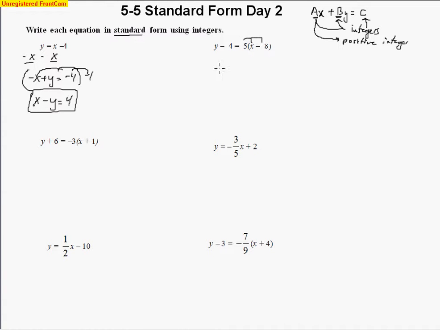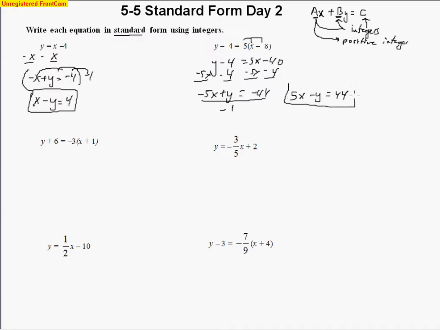So on this one I'd have to distribute. So I've got y minus 4 equals 5x minus 40. So again, I want to get the constants onto one side. So I'm going to subtract the 4 from all sides, and I'll subtract that 5x from all sides. So when I do that, I've got now negative 5x equals, oops, I got the y in there also, so let me go ahead and write that in there. And so I've got the negative 5x plus y equals, and this would make negative 44. So if I divide or multiply everything by negative 1, it'll switch all the signs. So 5x minus y equals positive 44 would be the standard form that we're looking for.